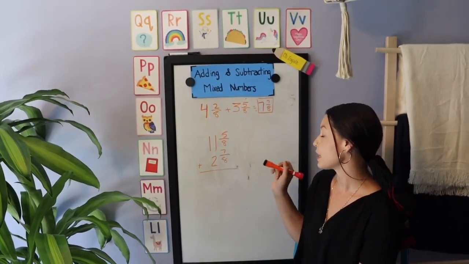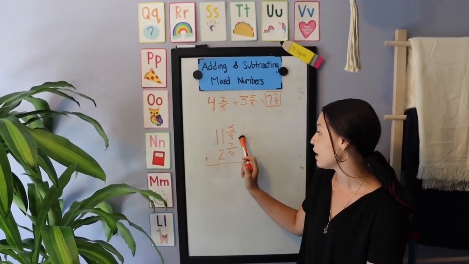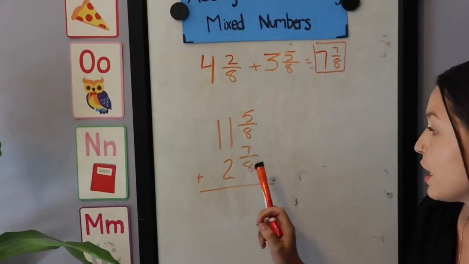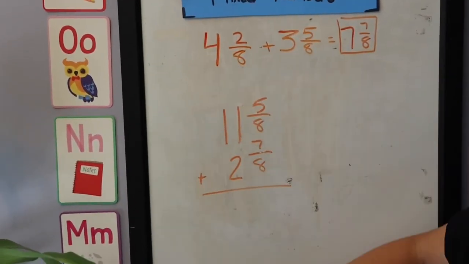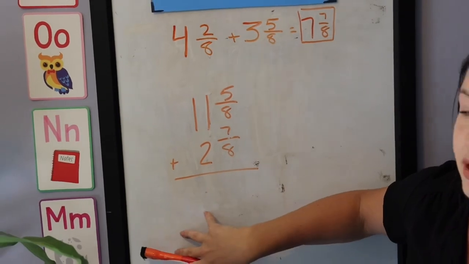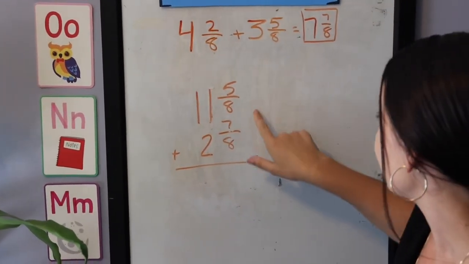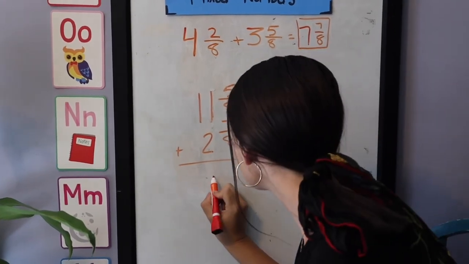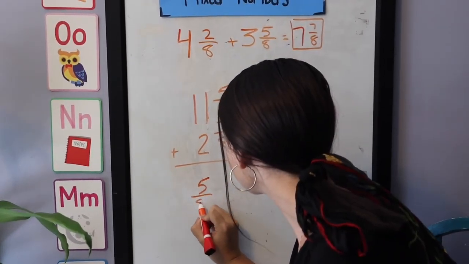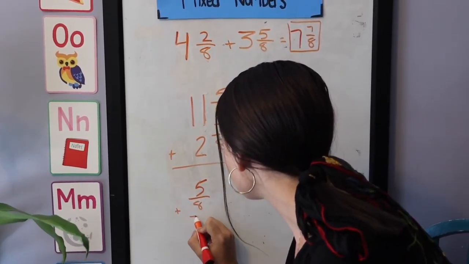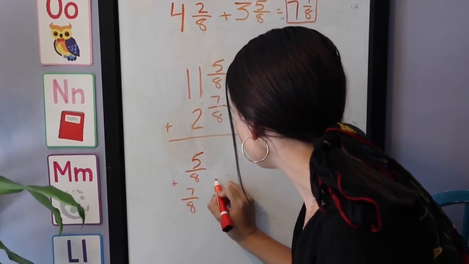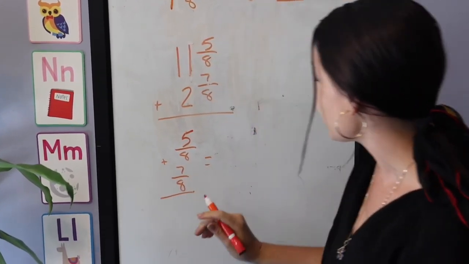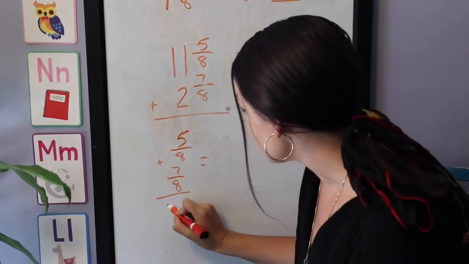Okay, so now for our second one, we're going to do 11 5/8 plus 2 7/8. And I'm going to do it vertically so you guys can see it done this way as well. So again, we're going to start with our fractions. So 5/8 plus 7/8 equals, this way. So 5 plus 7 is 12.